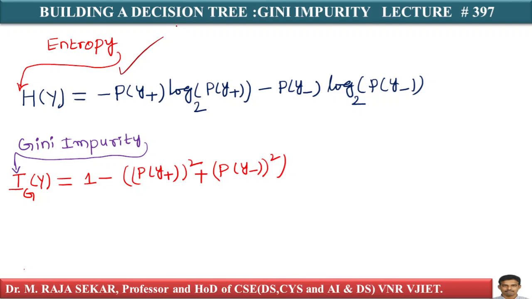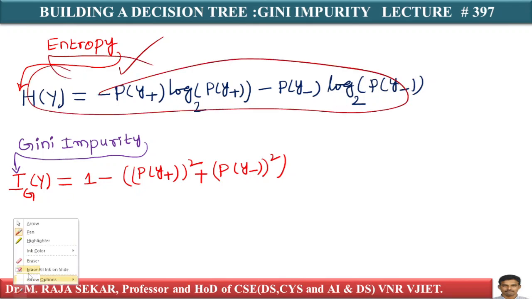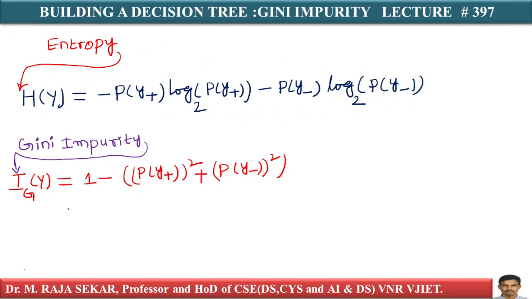If you look at the formula for entropy in a 2-class setting, you have a small tricky thing. H of y equals minus p of y plus log base 2 of p of y plus, minus p of y minus log base 2 of p of y minus, isn't it? This is the formula for entropy. In a similar manner, this is the formula for Gini impurity.